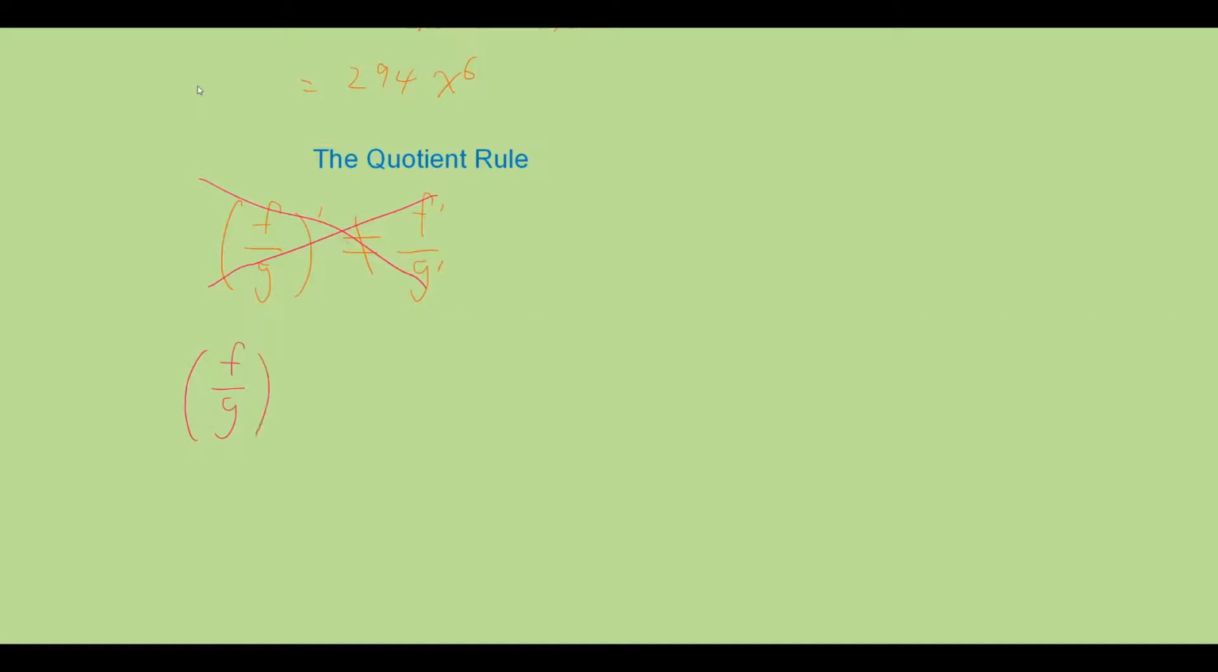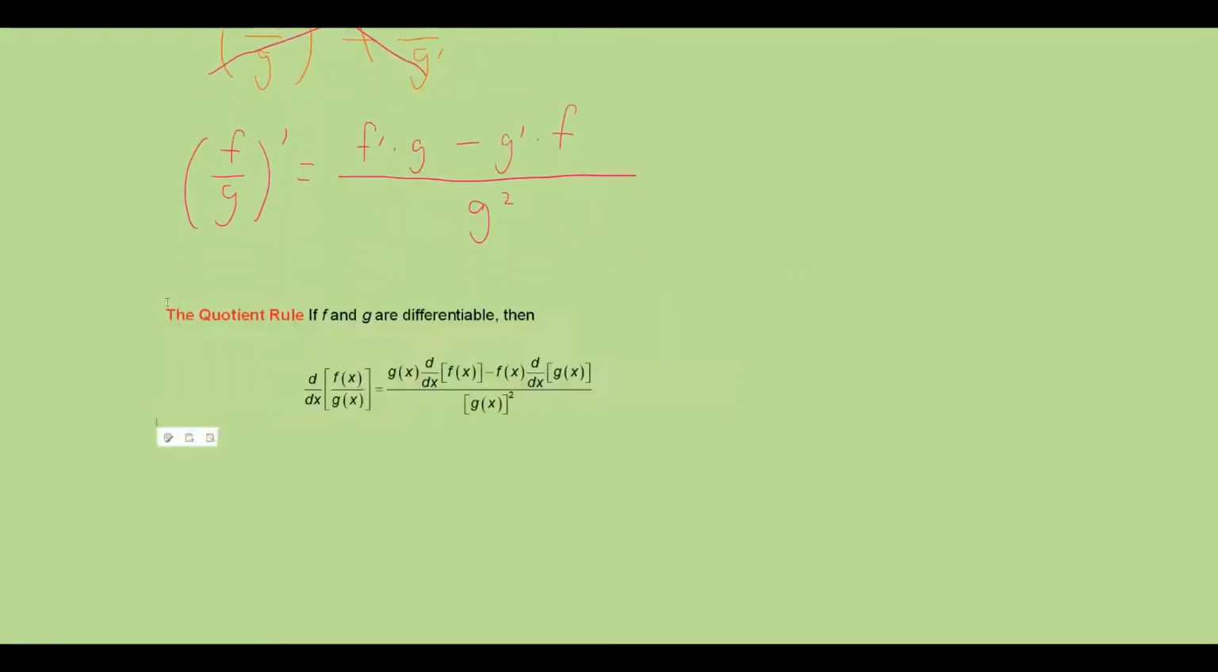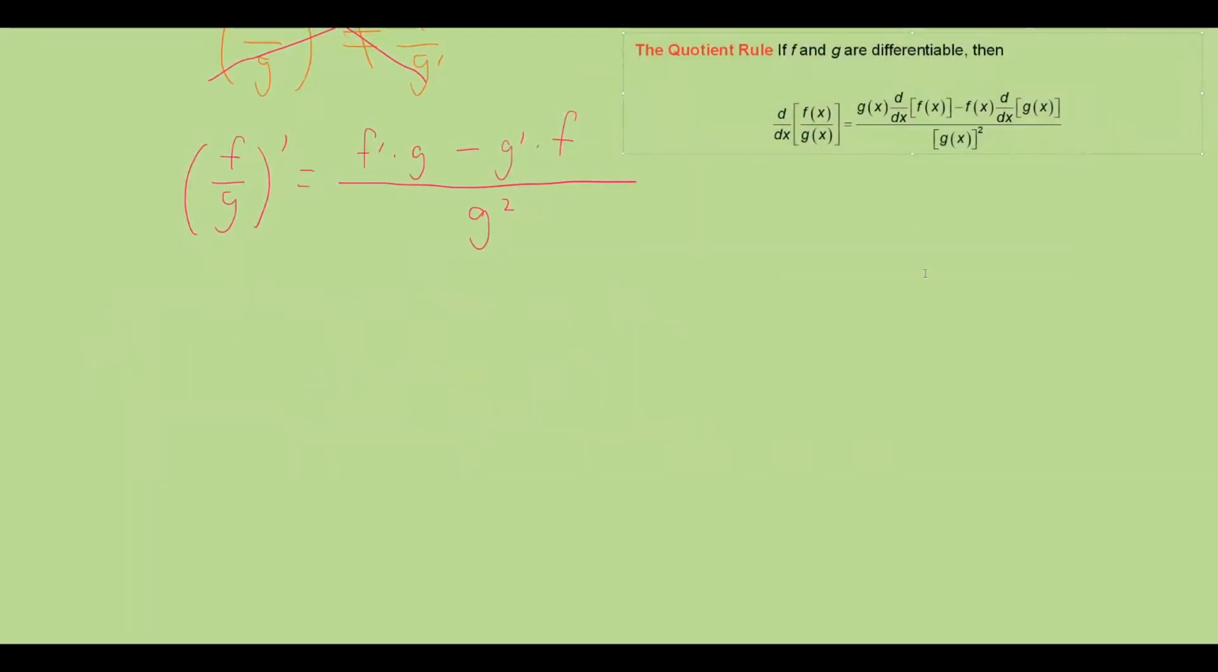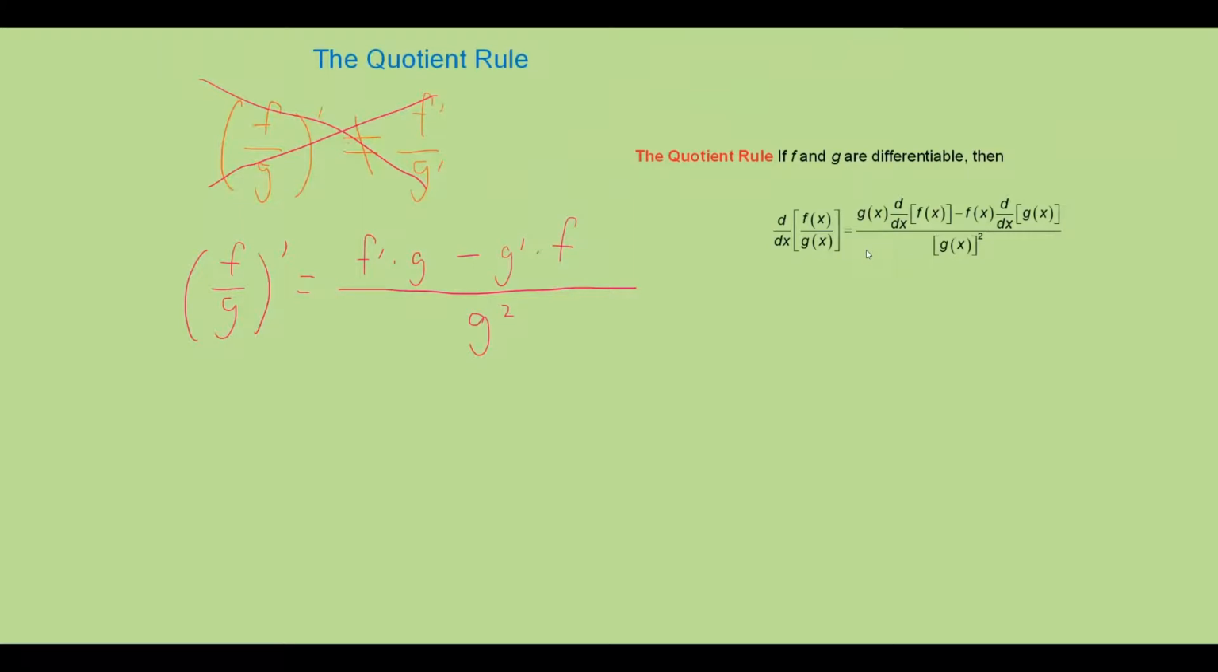(f over g)' is equal to g squared in the denominator, and then f prime times g minus g prime times f. Okay, and that's the formula. This is the easier form, and in our textbook we actually have the more formal form, which I will leave right here for your reference. But personally, I think this form is a little easier to understand because it doesn't include that much notation. But you can compare both of them. They are actually the same thing.